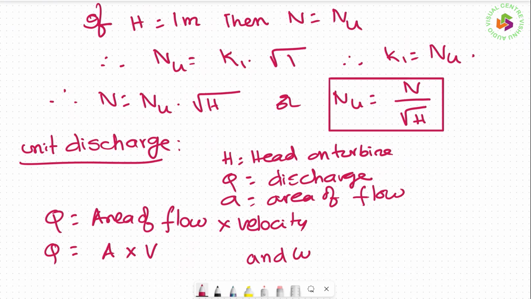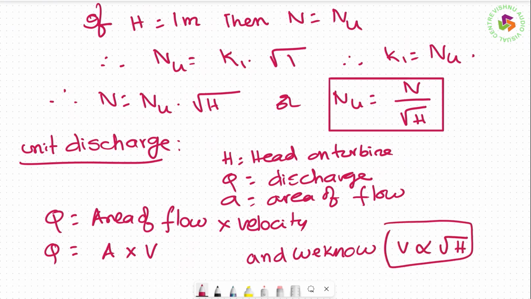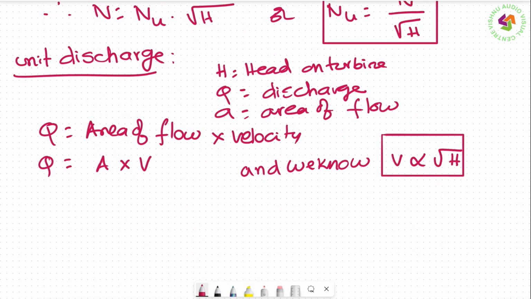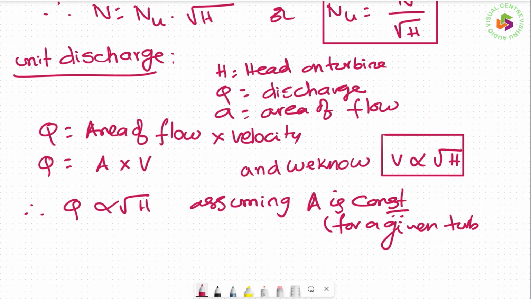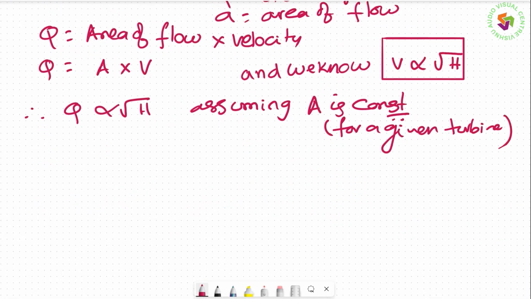And we know V is proportional to root H because V is equal to Kf into root 2GH. So therefore Q is proportional to root H, assuming A is constant. That means for a given turbine. So therefore, Q is proportional to root H means Q is equal to some K2 into root H.